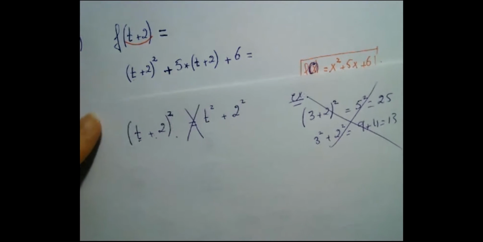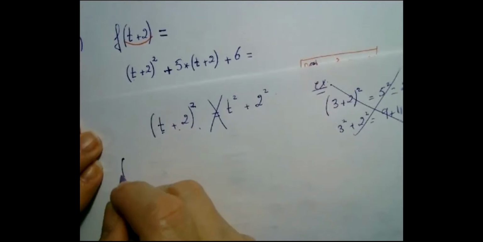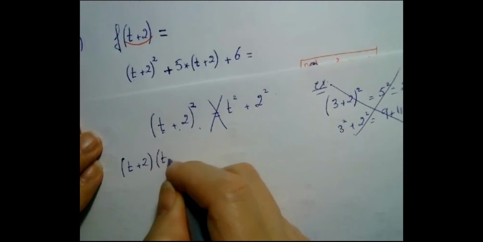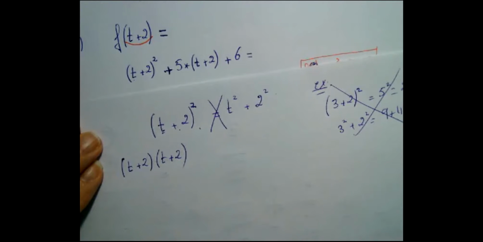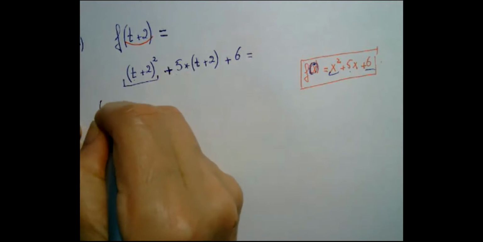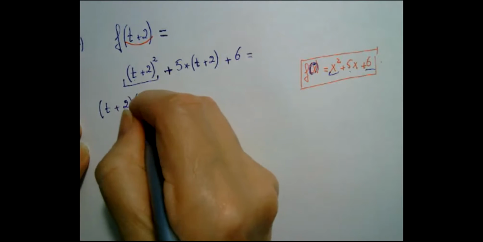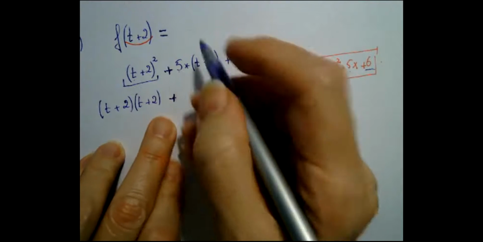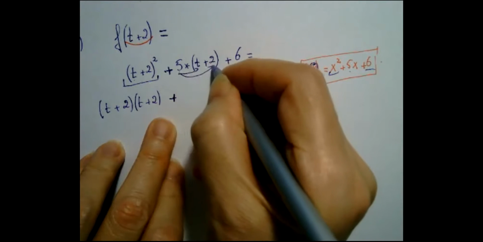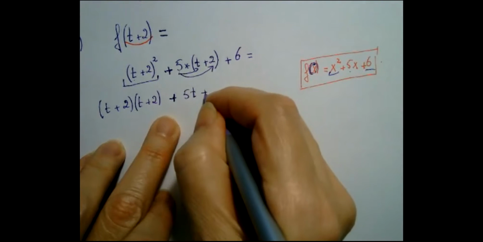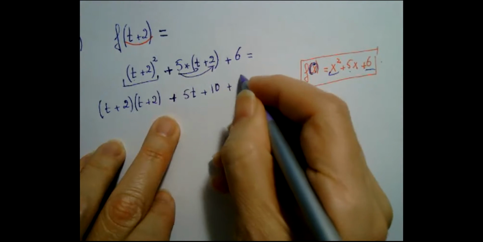So what is t plus 2 squared? It's not hard. It's t plus 2 multiplied by t plus 2, pure and simple. You write it and then you expand it. Are you with me? So now I'm going to do the correct stuff. What's this? It's t plus 2 times t plus 2 plus 5 multiplied by this. I need to distribute, which is going to give me 5t plus 5 times 2, it's a 10, plus 6.